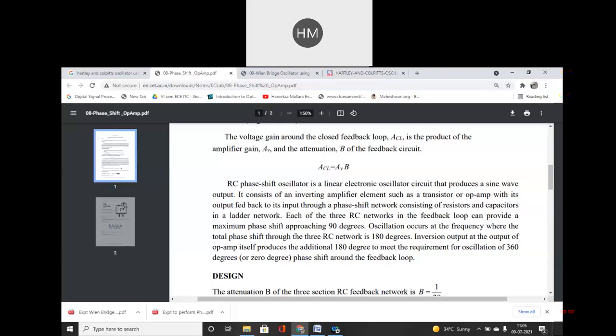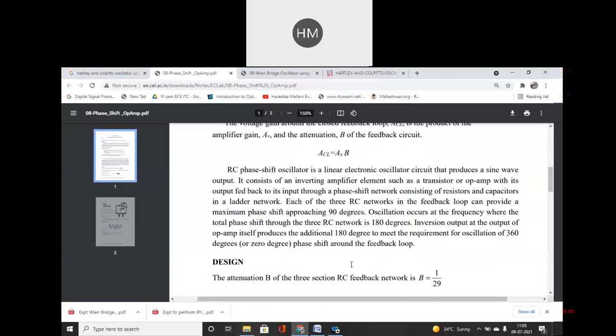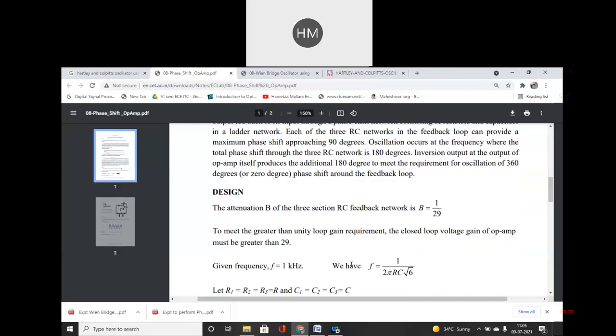Oscillation occurs at the frequency where the total phase shift through the 3 RC network is 180 degrees. The inversion at the output of the operational amplifier, due to inverting mode, produces a 180 degree phase shift. So each network will produce some phase shift and the overall phase shift will be 360 degrees.